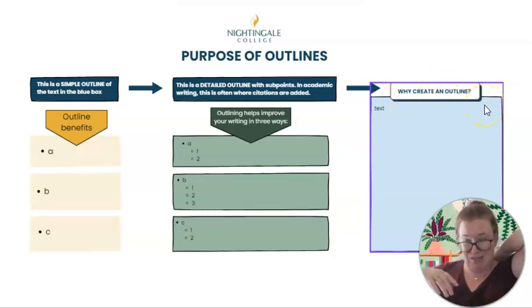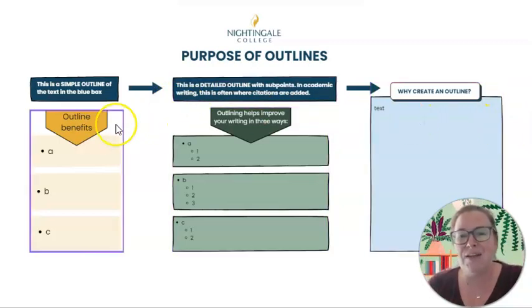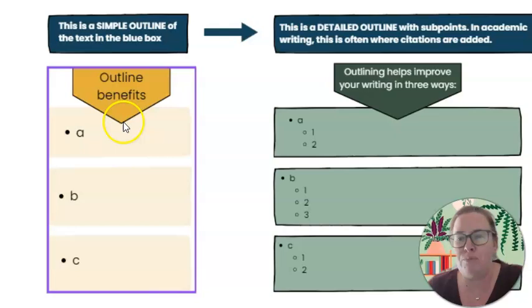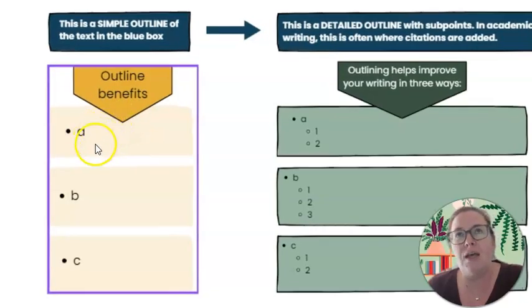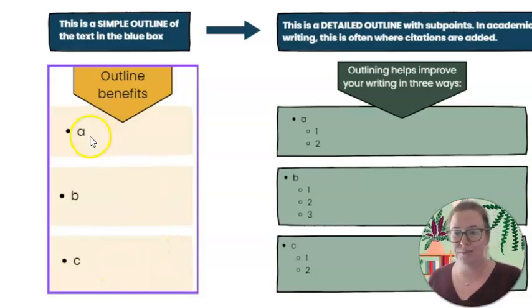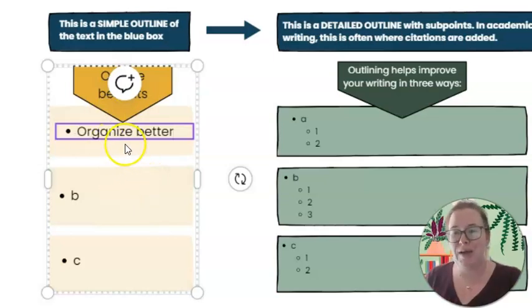My text is about why we're going to outline. So I know I want to talk about the benefits, and that's where I'm going to start. I'm going to start simply by thinking, okay, what are 3 things I want learners to know about the benefits of outlines? And I know outlines help us organize better.